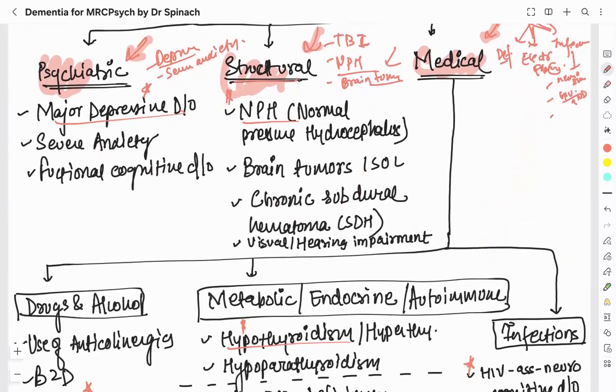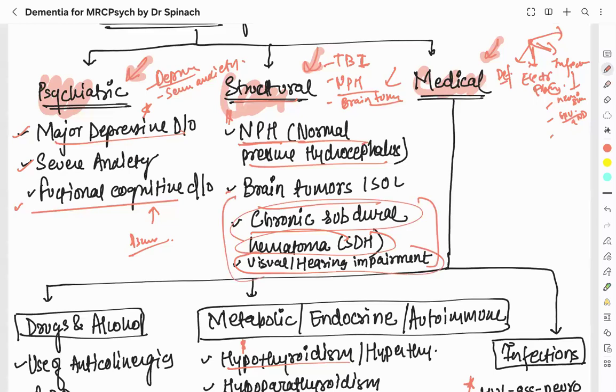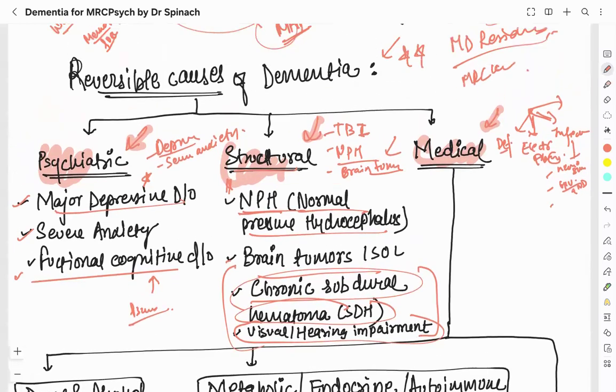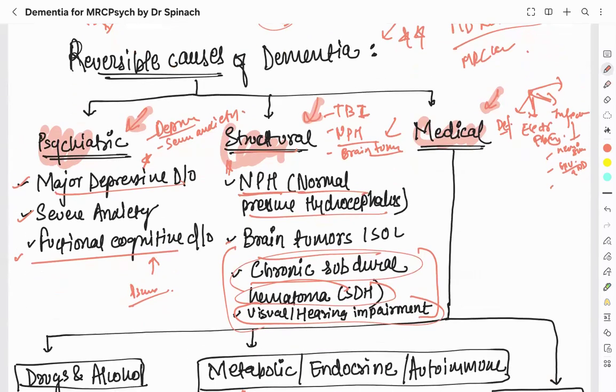So we have major depressive disorder, severe anxiety, and functional cognitive disorder as well, which I think is a new name for pseudodementia. Then we have NPH, normal pressure hydrocephalus, which we already discussed. Chronic subdural hematoma is something that we missed, and visual or hearing impairment. If you correct these, then we can have reversibility in dementia.